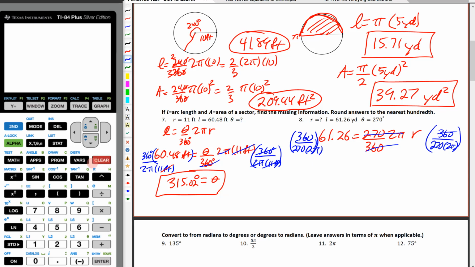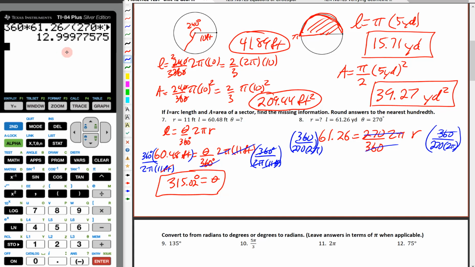So I'll grab the calculator and we'll throw that in. So 360 times 61.26, and then we're going to divide that by, in parentheses, let's see, 270 times 2 times pi, whoops, not alpha. There we go. Okay, so I think I've got everything in there the right way. We got that on the top. Okay, that looks good.